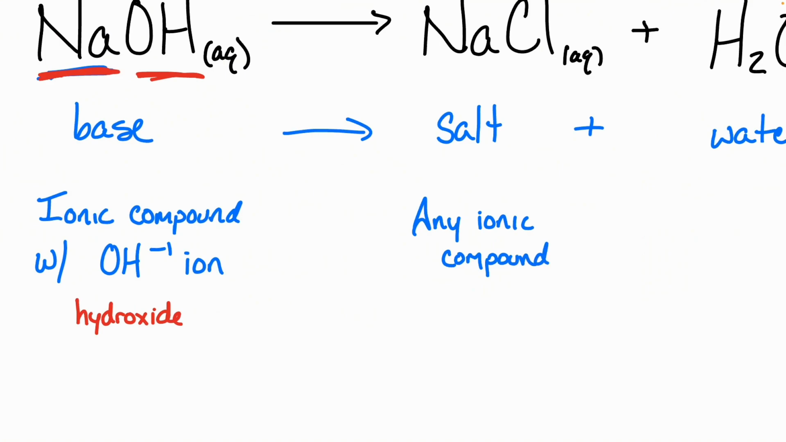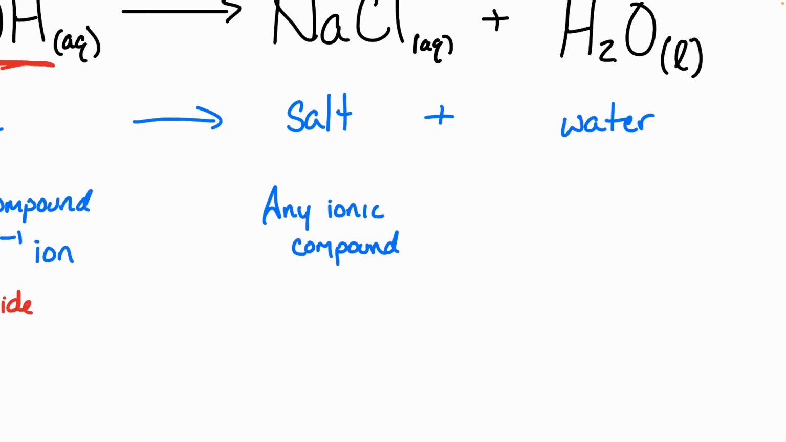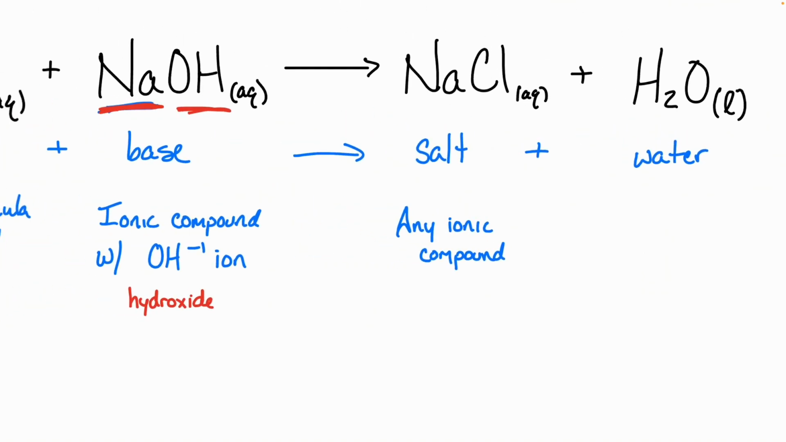In cooking, when you're talking about salt, you're specifically talking about one ionic compound, sodium chloride. That's what cooking salt is. In a chemistry lab, whenever somebody says a salt, they're just referring to any generic ionic compound. Ionic compound and salt are synonymous with one another. And then water is, of course, just H2O.